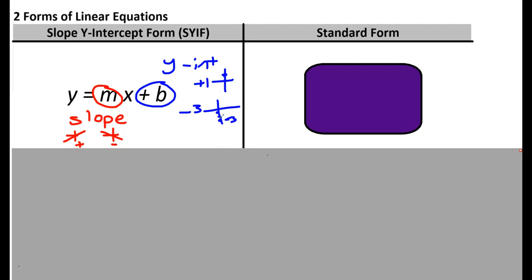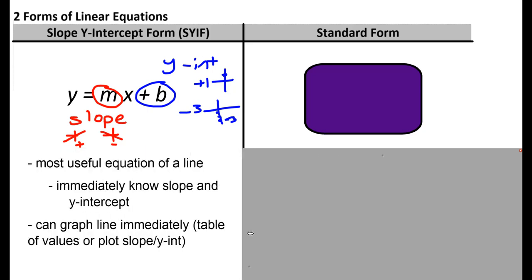Okay, so you should be very familiar with that and very good at identifying what the slope is and what the y-intercept is. And this form is the most useful equation of a line because you can immediately tell what the slope and y-intercept is just by looking at it. And because you know them immediately, you can also graph it immediately using the table of values like we did in 5.1, or just simply plotting the y-intercept first and then counting up as your rise or down and the run as left and right, which you've done lots of practice with in 5.2.